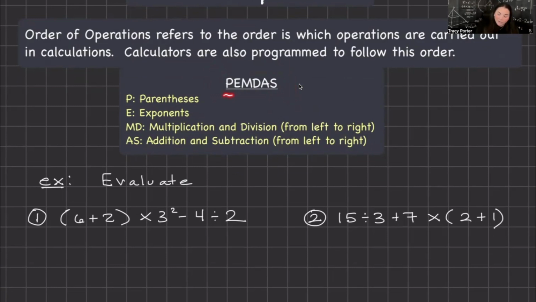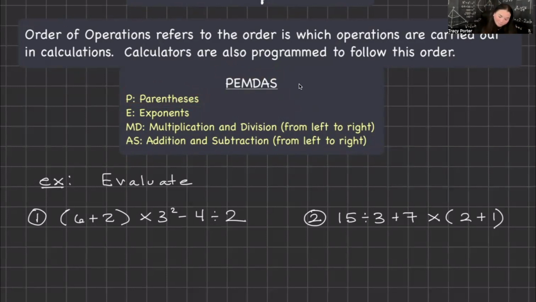Sometimes I've heard you make up a little sentence to go with it. Commonly, please excuse my dear Aunt Sally. But nonetheless, we still need to know how to do it, whichever trick you want to learn to remember it. The first thing is that if we have parentheses, we're always going to start there. I call it working on the inside first, the inside of the parentheses.